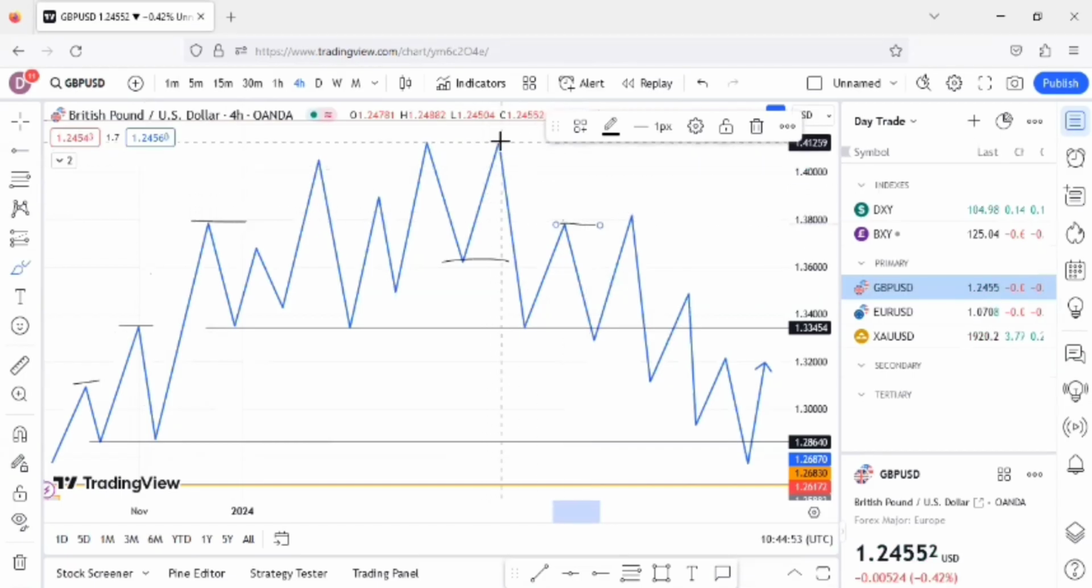You don't sell from here. You don't even sell from here until you have a break and pullback, and the market has pulled back to this supply level. This is your minor supply. This is your major supply. In the market, you can have a minor supply, you can have a major supply, you can have a minor demand, and you can have a major demand.